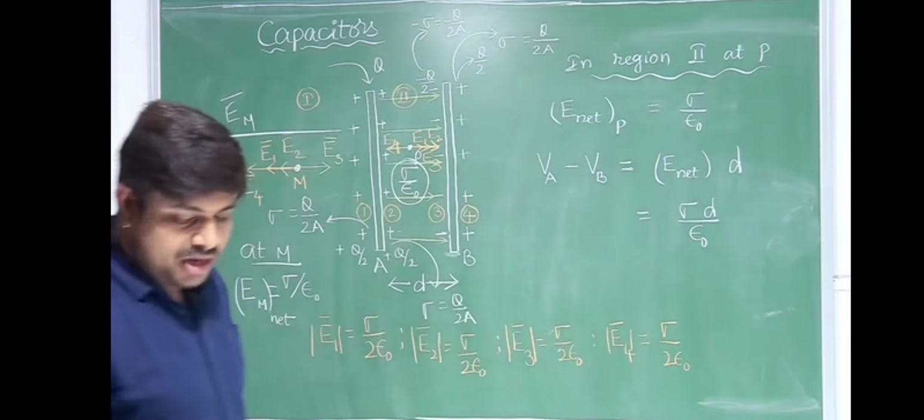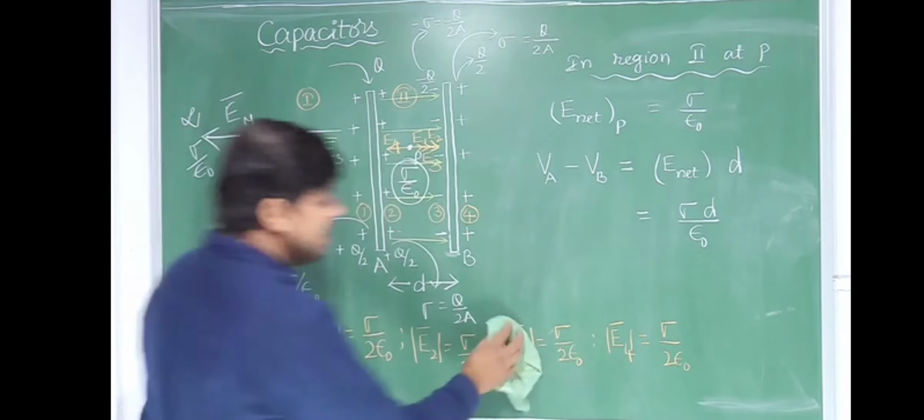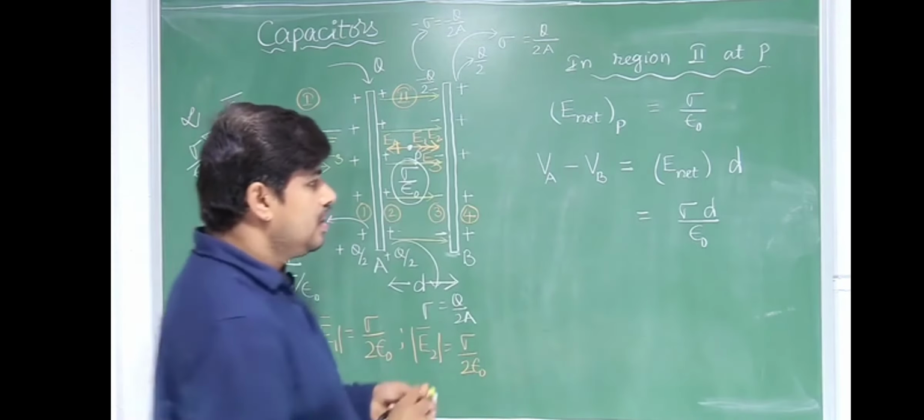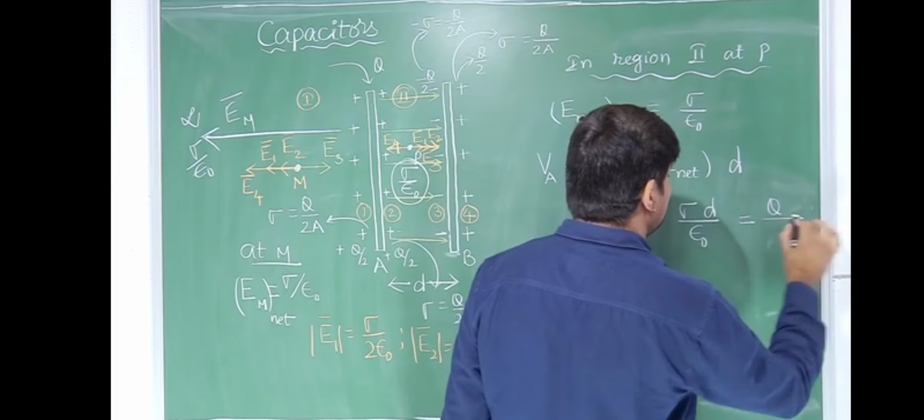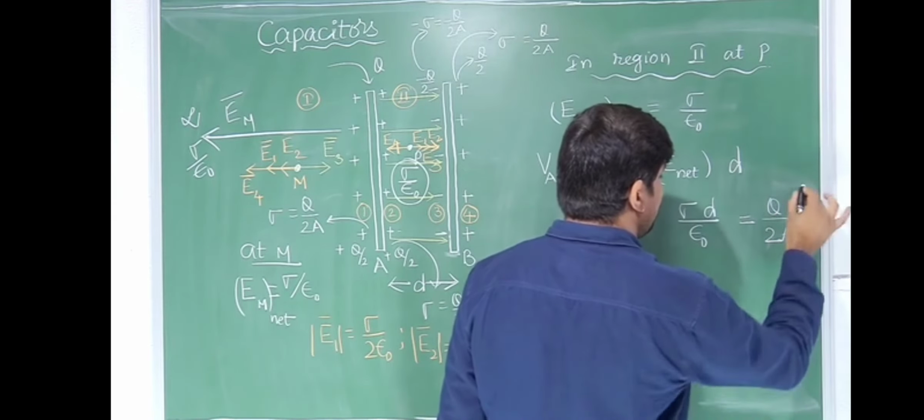Dear students, please tell me what is sigma? Sigma is Q by 2A. So I would like to write over here this as Q by 2A epsilon naught into D.